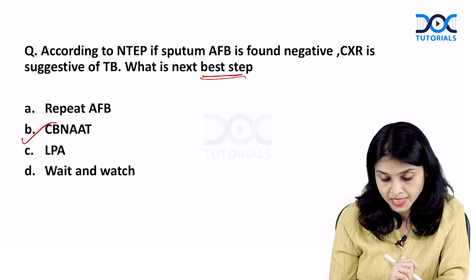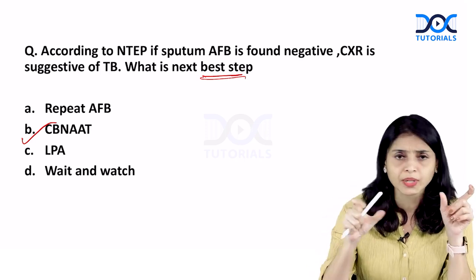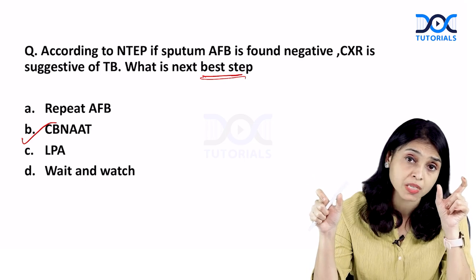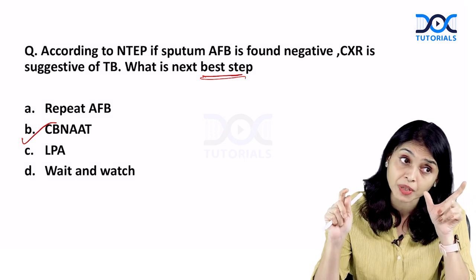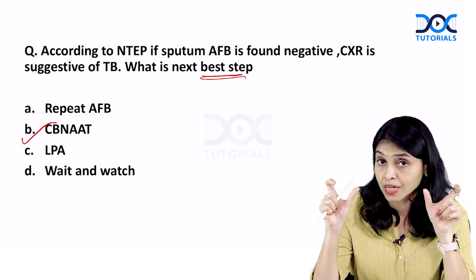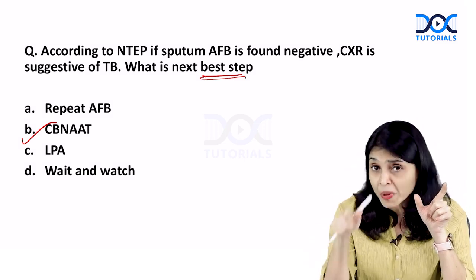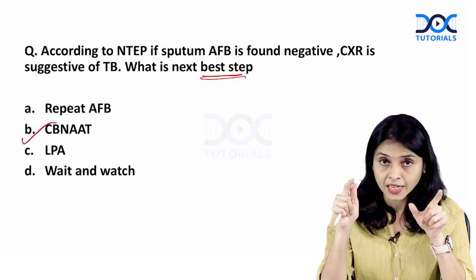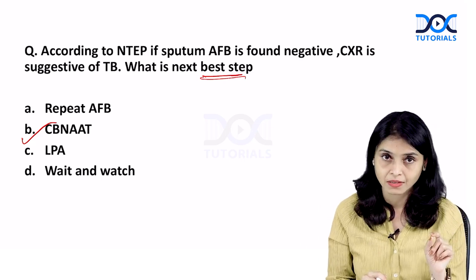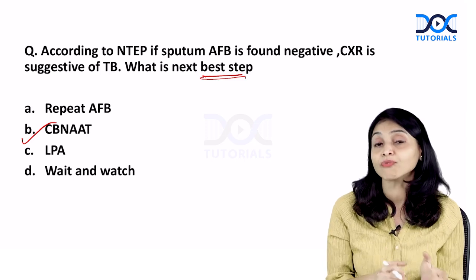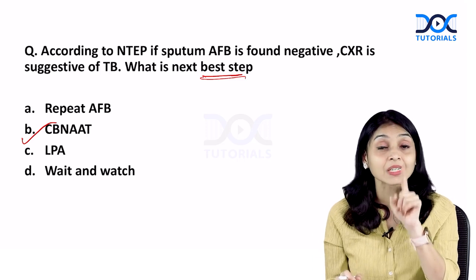Because NTEP says that anyways, simultaneously you will take the sputum as well as chest X-ray, right? If the sputum is positive, then you don't have to worry, it will be a microscopically confirmed TB case. If sputum is negative and X-ray shows signs or symptoms of TB, or if the doctor has a high suspicion that it could be a case of TB, then along with repeating sputum, you have to do CBNAAT. And the treatment or your further procedures or what you do next or your management depends upon the result of CBNAAT.